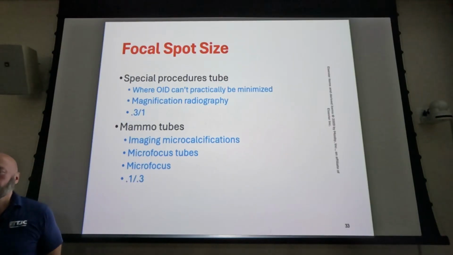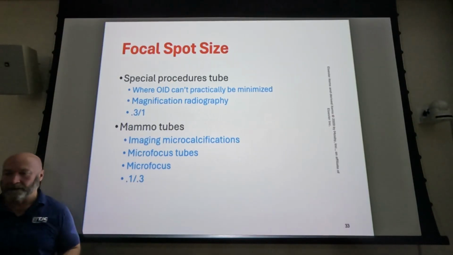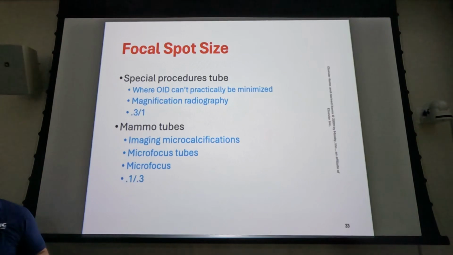They used to increase OID for what we refer to as macro radiography, and that's still in your textbook. Macro radiography is intentional magnification radiography. Going back to what I just did a second ago, we increase OID, we put it in the middle of the C-arm. What's going to happen to magnification?